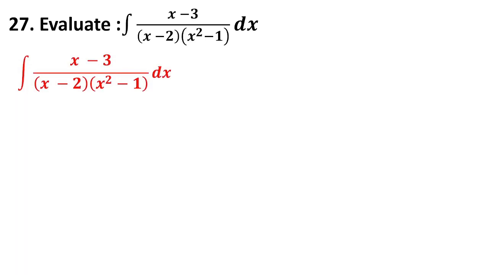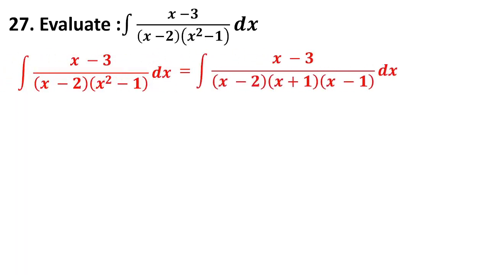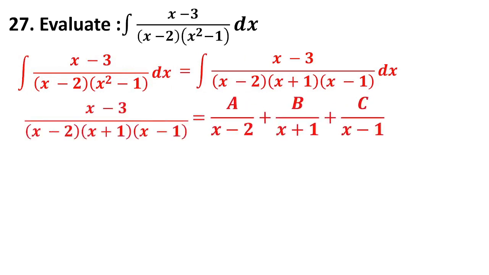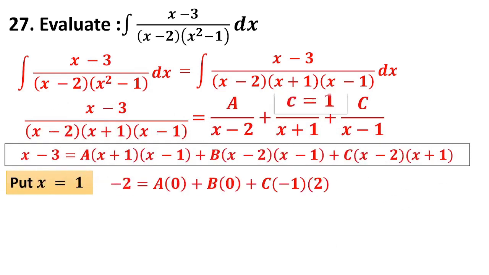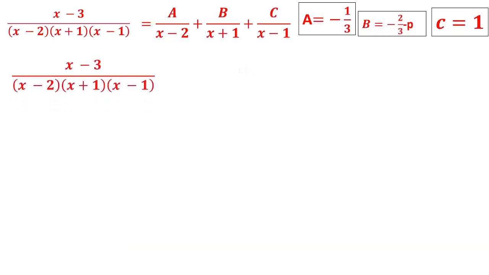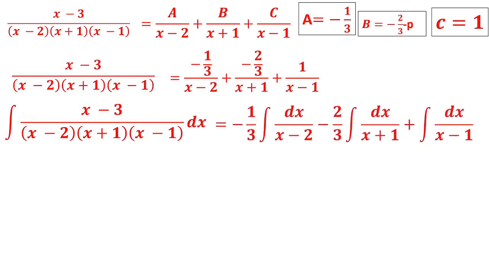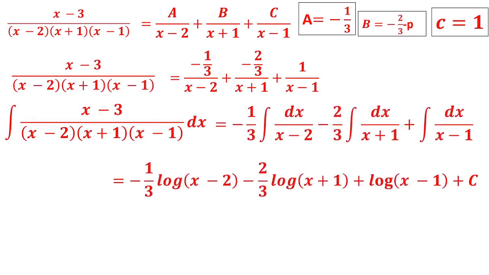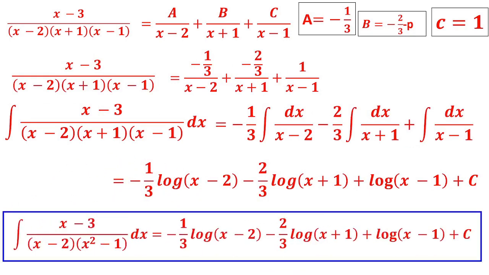Now what I am doing now, x square minus 1 is x plus 1 into x minus 1. Therefore, the denominator contains only linear factors. Therefore, I am getting three linear partial fractions, a by x minus 2 plus b by x plus 1 plus c by x minus 1. I am finding the values of a, b, c by putting values. This all of you know how to do. I have found the values of a, b, c. I am putting them over there. We are getting three integrals. First integral log of x minus 2. Second integral log of x plus 1. Third integral log of x minus 1. Simple.